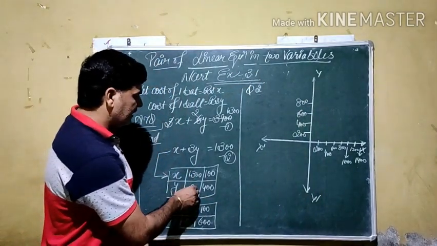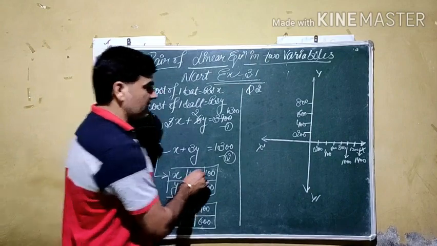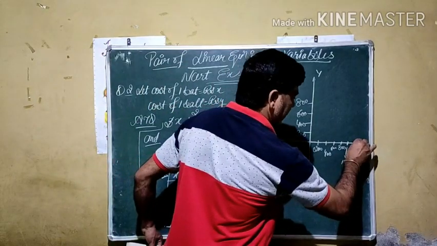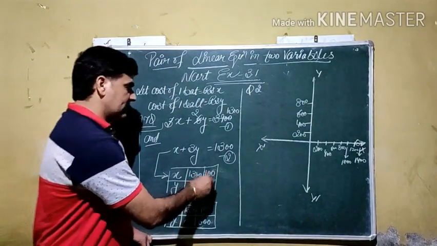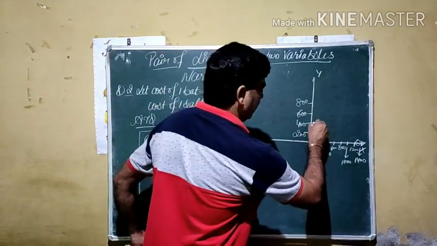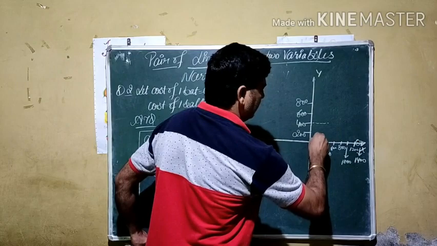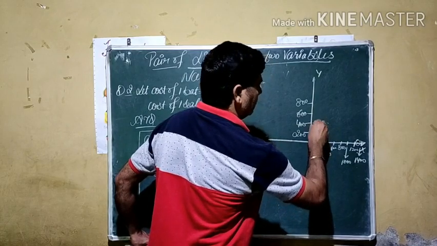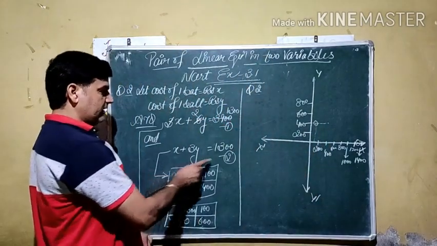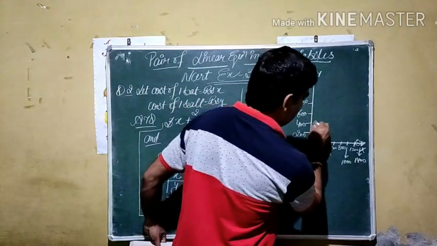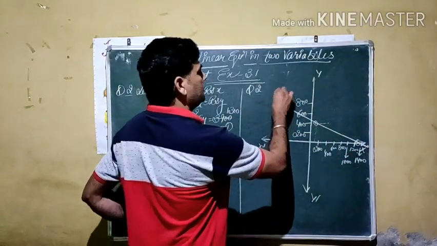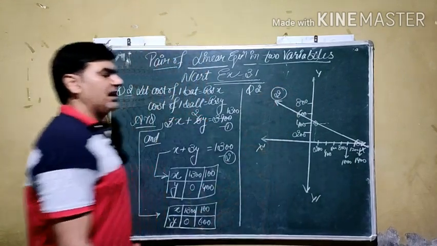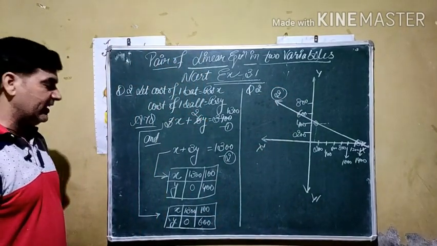First one, y should be 0, meaning it is on the x-axis. 1300. 1300 lies in the middle of 1200 and 1400. Then x is 100, y is 400. Y is 400 is here. X is 100, approximately between 0 and 200. These are the points for equation number 2. Join them with the help of a scale. It represents like this. Put arrows on both sides because the line is endless. It can be extended on either side.